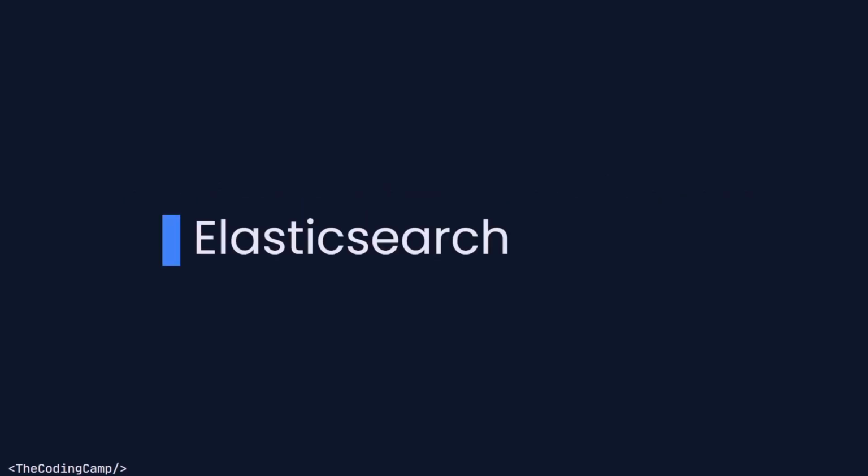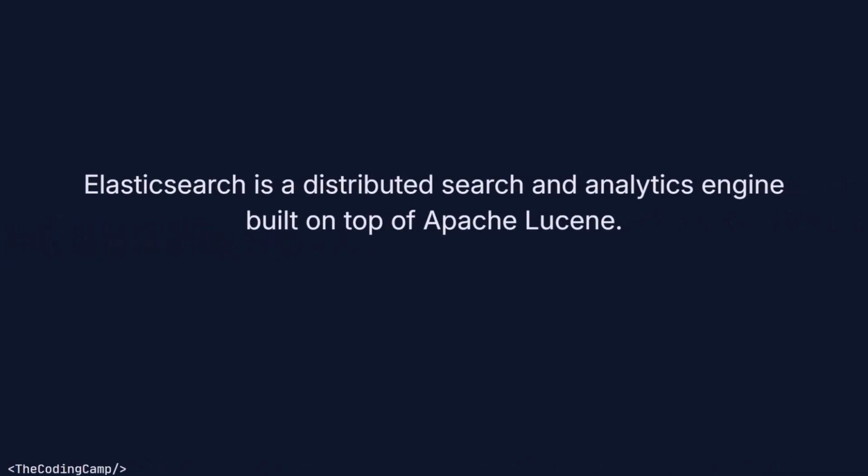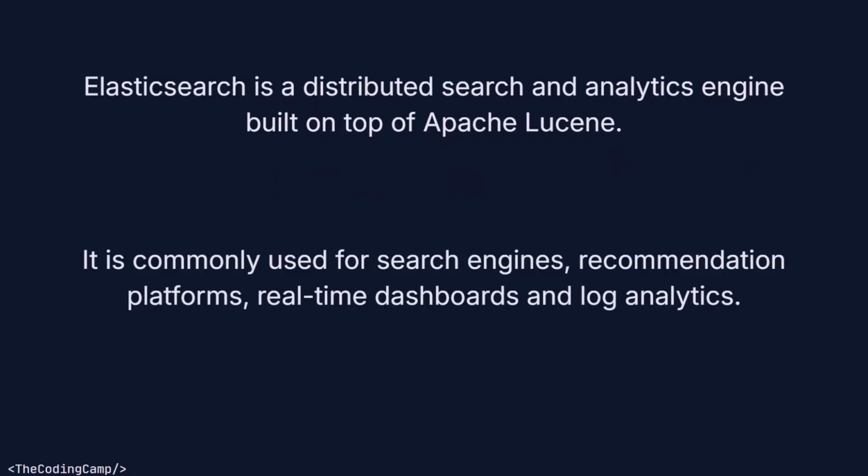In modern systems, users expect fast search results even when datasets contain millions of records. Traditional relational databases are not optimized for advanced full-text search. This is where Elasticsearch becomes important. Elasticsearch is a distributed search and analytics engine built on top of Apache Lucene. It is commonly used for search engines, recommendation platforms, real-time dashboards, and log analytics.